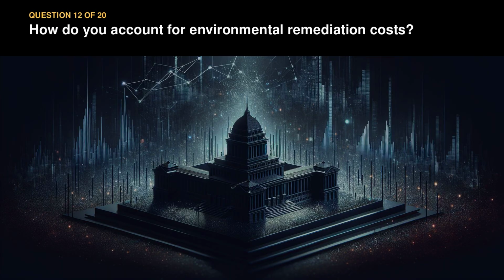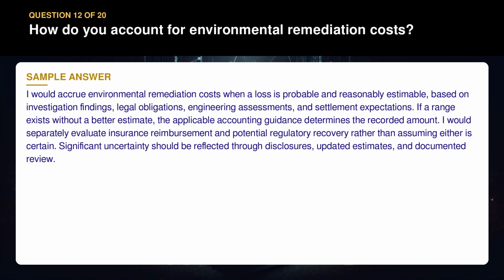Question 12. How do you account for environmental remediation costs? I would accrue environmental remediation costs when a loss is probable and reasonably estimable, based on investigation findings, legal obligations, engineering assessments, and settlement expectations. If a range exists without a better estimate, the applicable accounting guidance determines the recorded amount. I would separately evaluate insurance reimbursement and potential regulatory recovery rather than assuming either is certain. Significant uncertainty should be reflected through disclosures, updated estimates, and documented review.